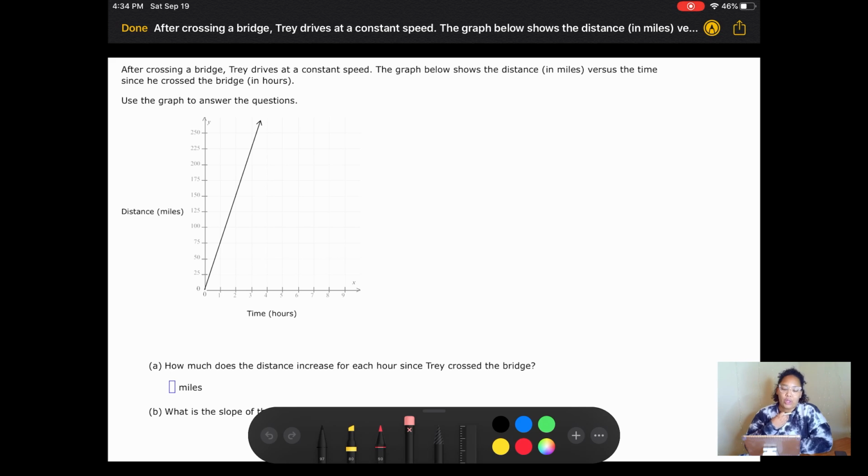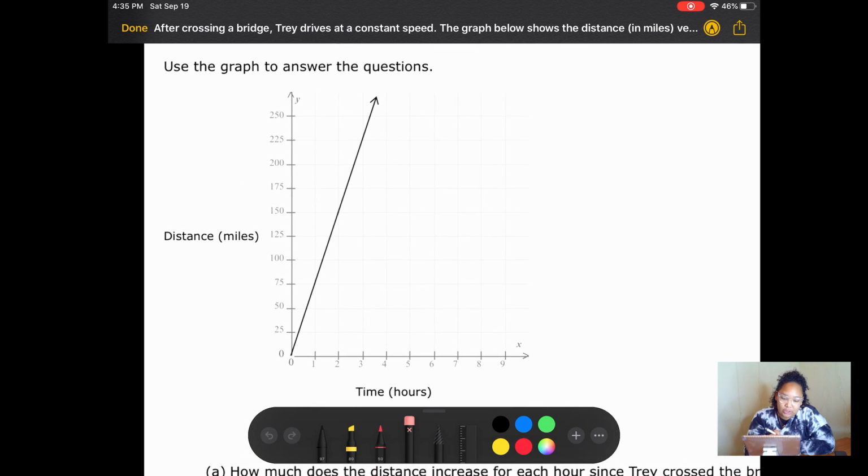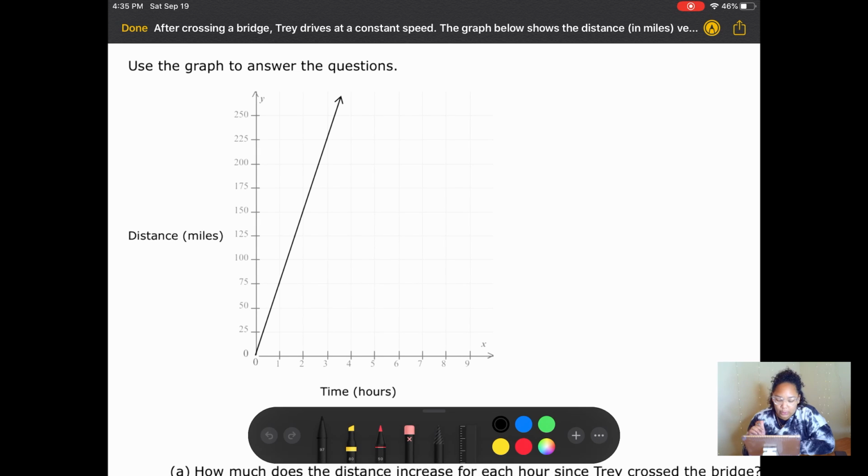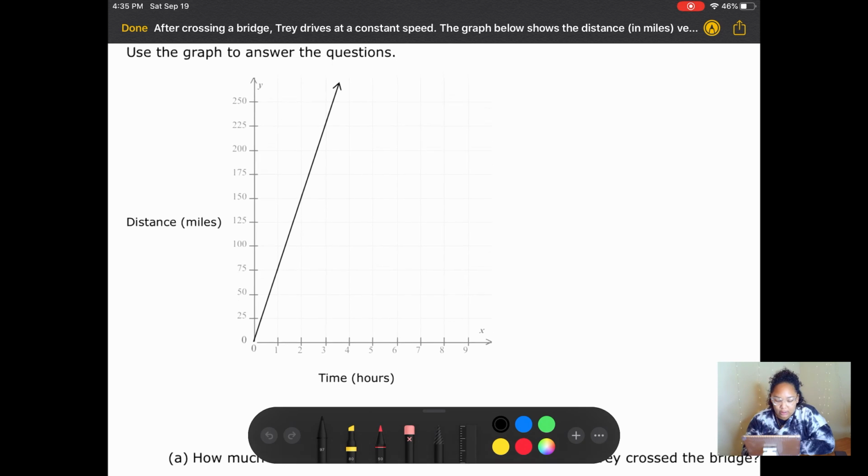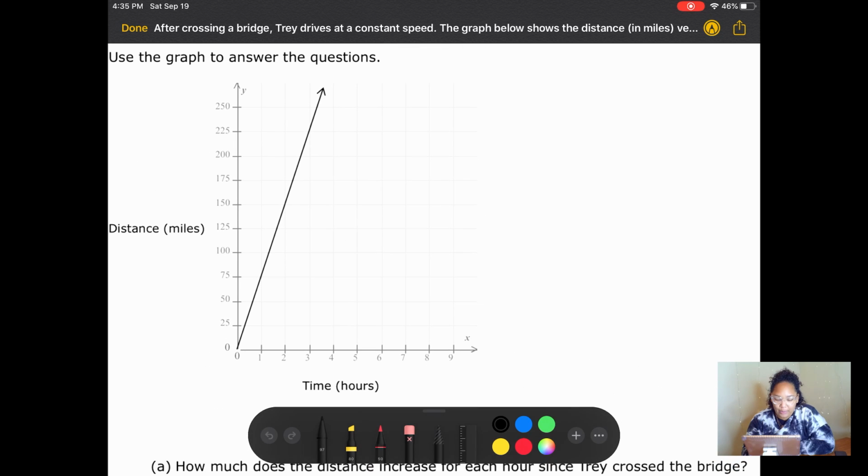All right, so let's just start with the first part of the question. It says, how much does the distance increase for each hour since Trey crossed the bridge? So let's look at this graph real quick. You're looking for the increase in distance. Distance is here on the left in miles, so this part right here is the distance that he traveled. And this part over here is the time that he spent in hours.